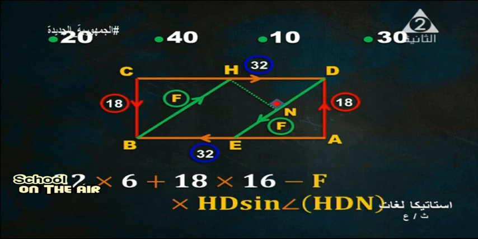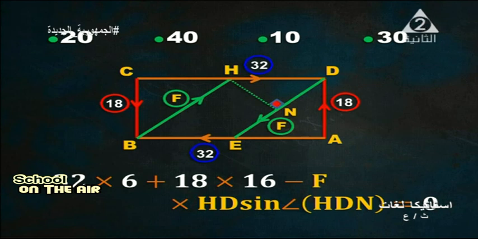Therefore, how many couples? 3 couples. The summation of the 3 couples must equal 0 in equilibrium. The first couple, negative 32 times 6. Second couple, 18 times 16. Third couple, F times the distance HN, which equals HD sine of angle HDN.